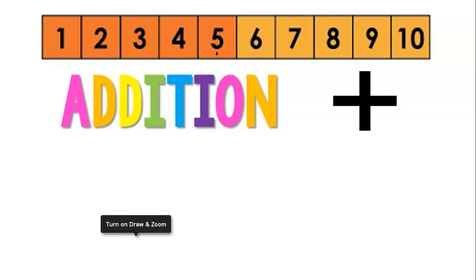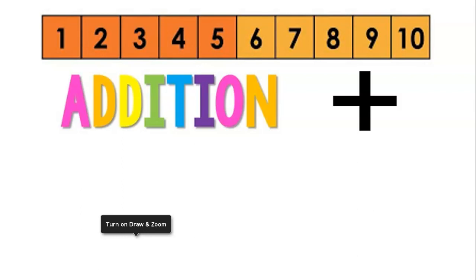So let's start at number 5. 1, 2, 3. So I started at 5, and then I went to the right, which means I was adding more. I jumped 3 spaces, and then what number did I land on? Perfect, 8.